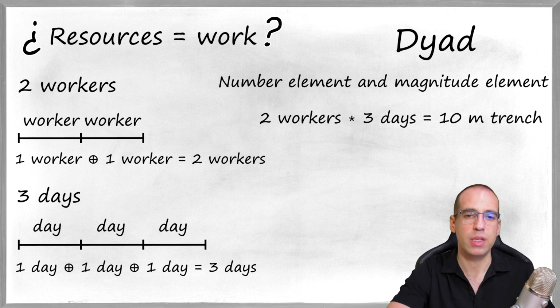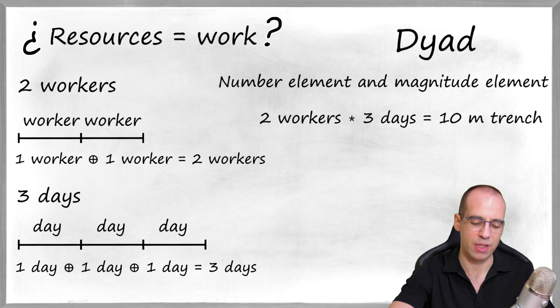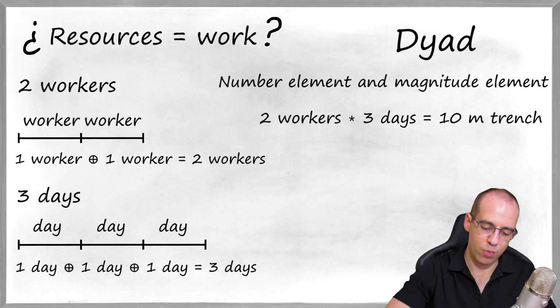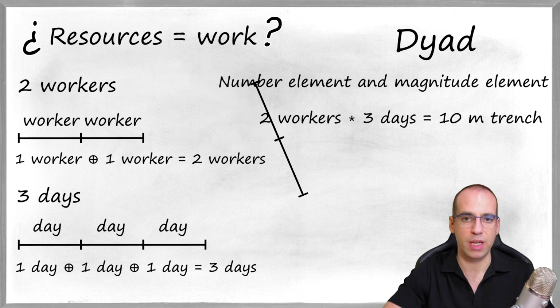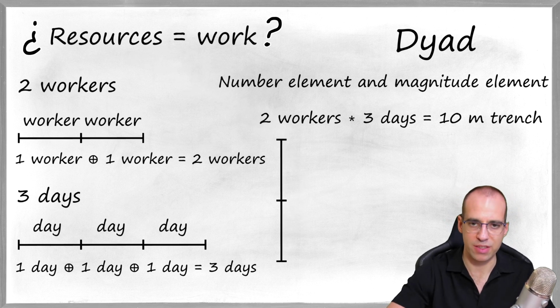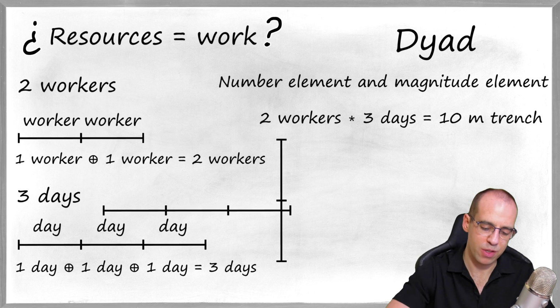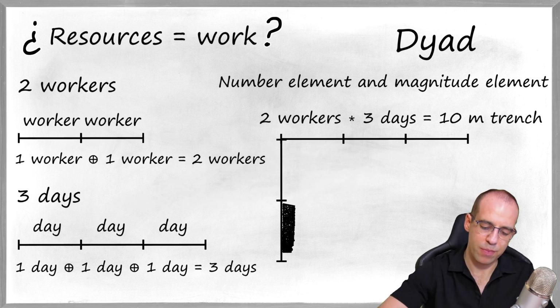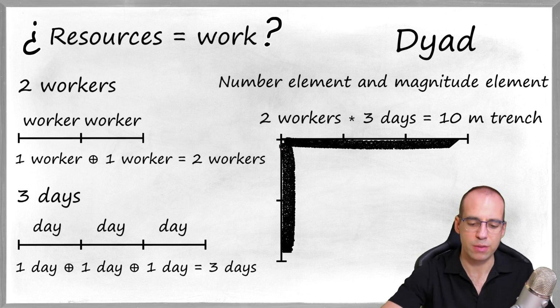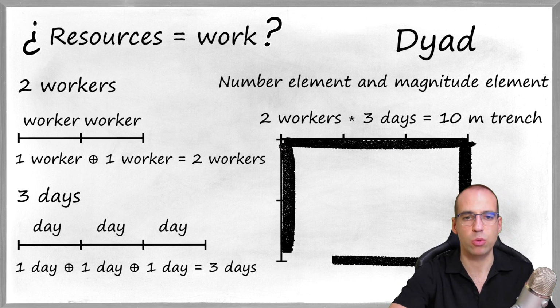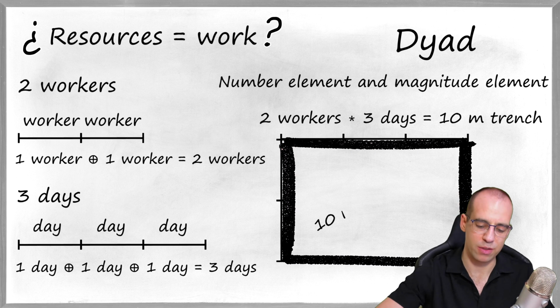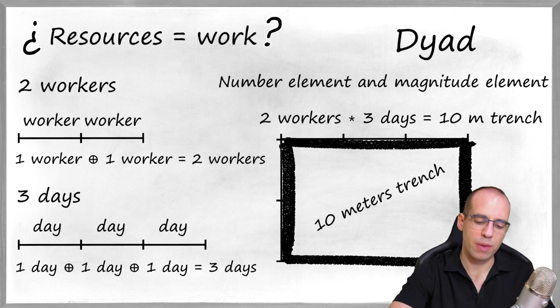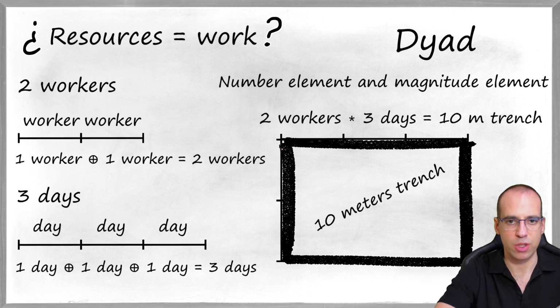Now then, graphically, what does this geometric multiplication consist of? We take the 2 worker segments, that is, we take the 2 workers we have, multiply them by the 3 day segments we have. In other words, we multiply by 3 days, and as a result, we obtain an area. And what is the result of this area? Precisely the work we aim to achieve, the 10-meter trench. And that is precisely why available resources will always be equal to the amount of work.